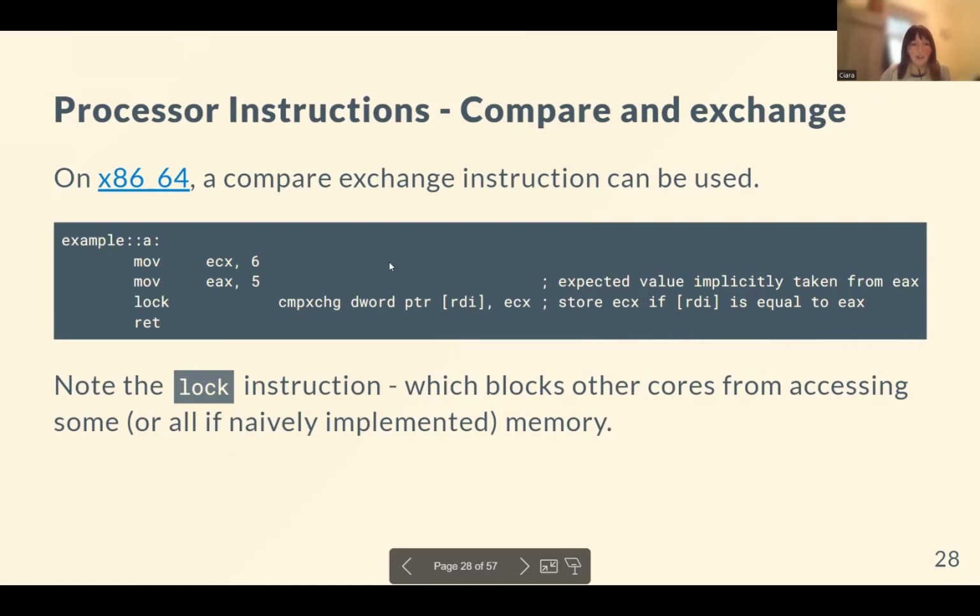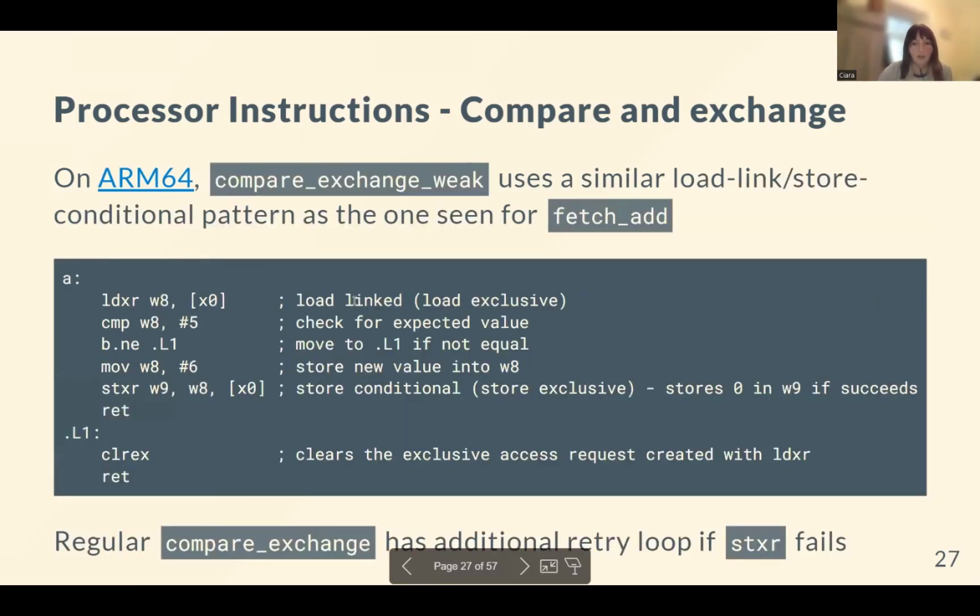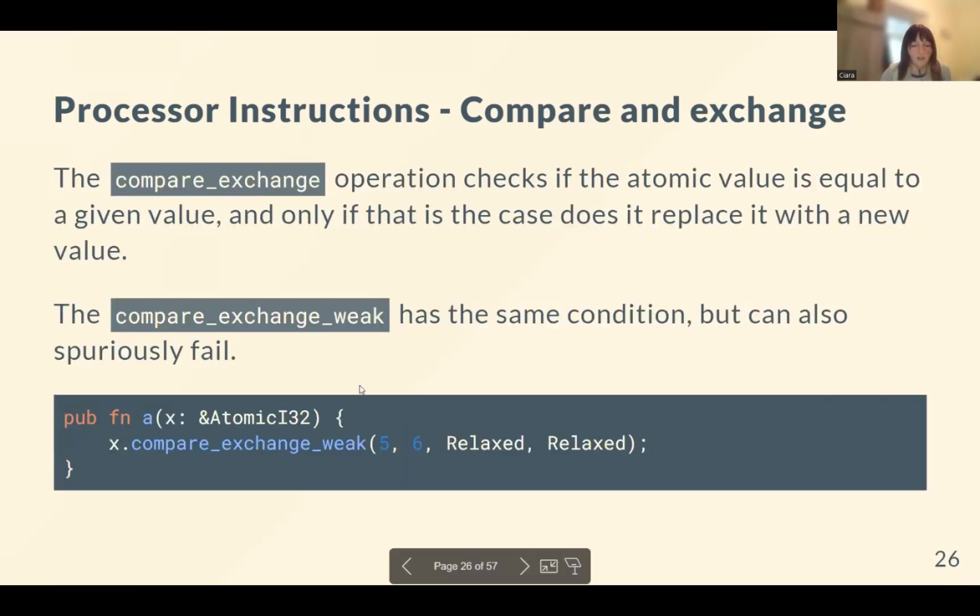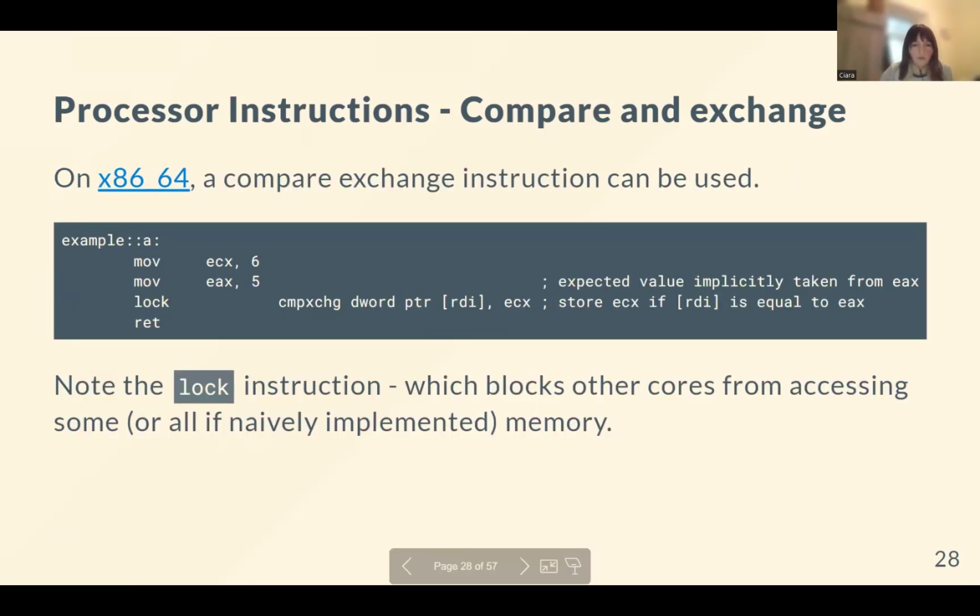So it's a very similar situation here. If we go back to the example, we were comparing and exchanging 5 and 6. So we're checking if the value is 5, and it's going to implicitly check the EAX register. Compare and exchange, so we're saying if this value is what we expect it to be, which is 5, then put the contents of ECX, which is 6, into it instead.